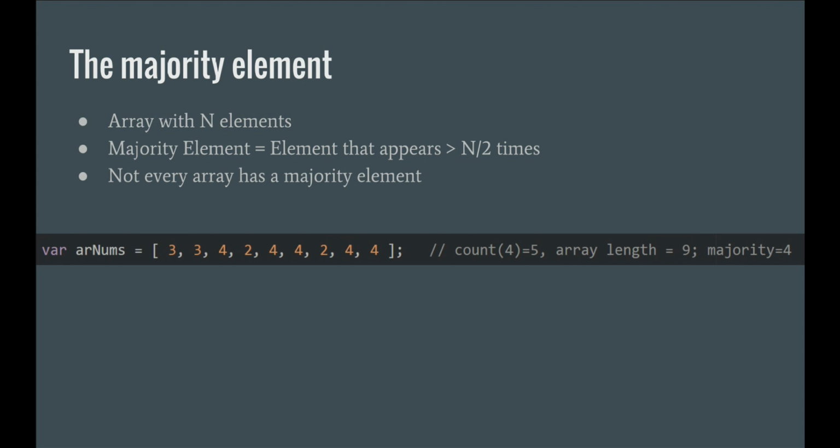In this example you see an array with 9 elements. The number 4 appears 5 times in the array. 5 is greater than 9 over 2. Hence, the number 4 is the majority element.